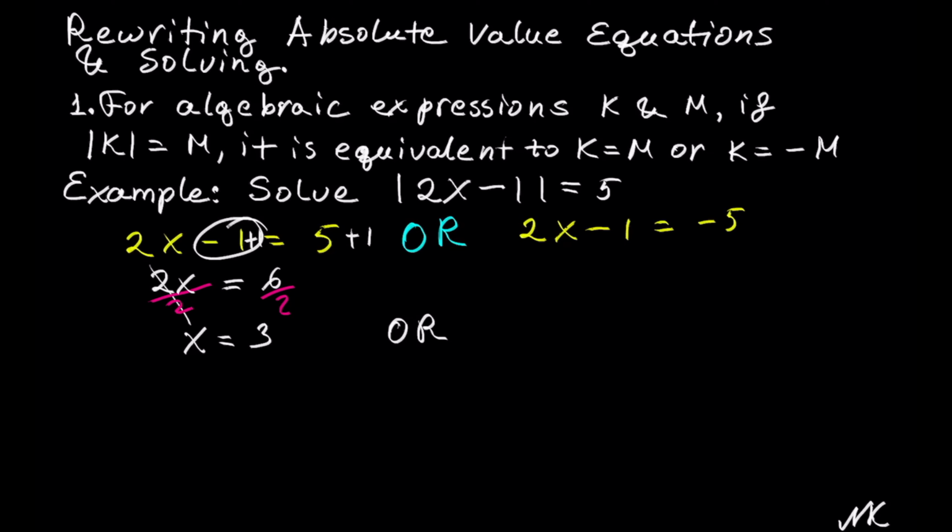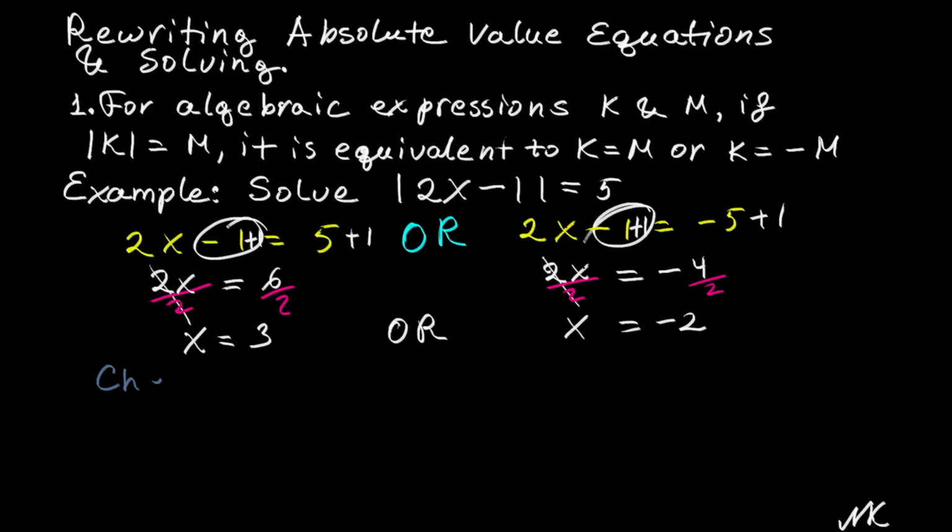Or let's solve the second equation. We have 2x minus 1 equals negative 5. So let's add 1 to both sides and we get 2x equals negative 5 plus 1. Different signs, find the difference. We have more negatives, so it will be negative. The difference between 5 and 1 is 4. The inverse of multiplying by 2 is to divide by 2, and 2 and 2 will cancel into 1. So x is equal to negative 4 divided by 2, which is negative 2.